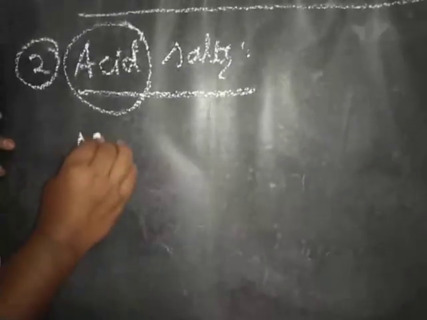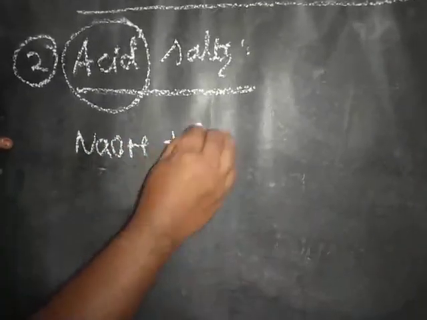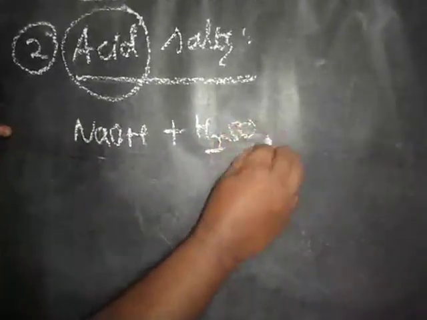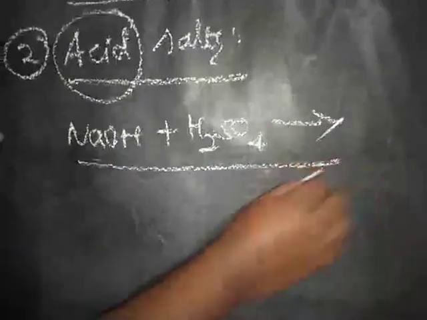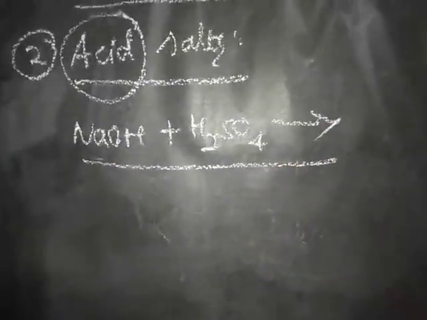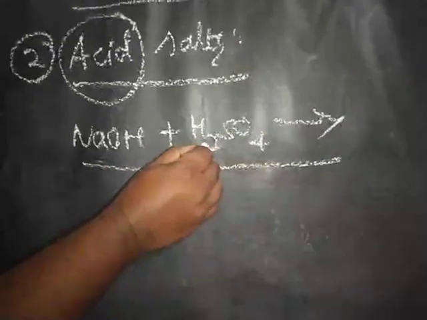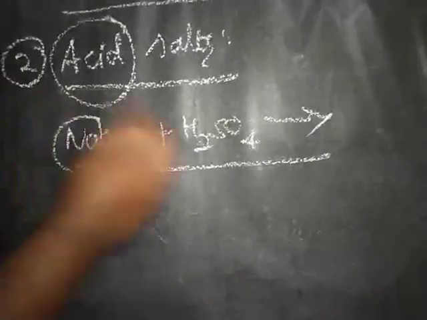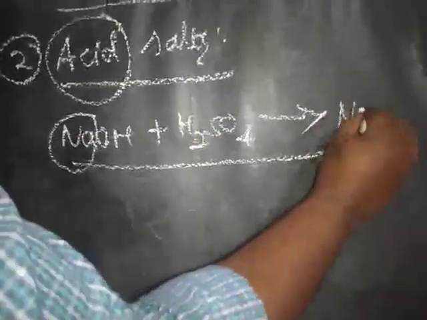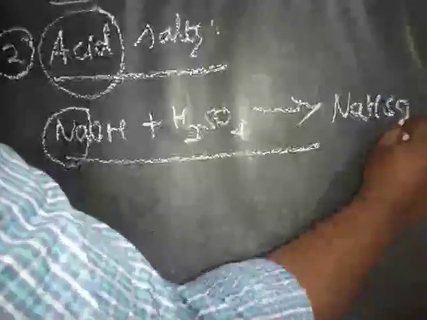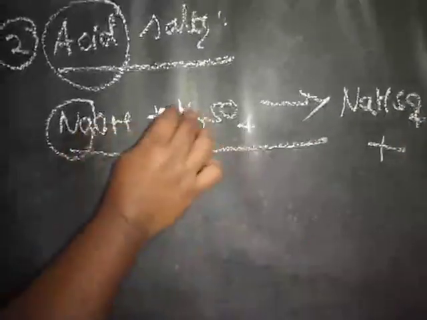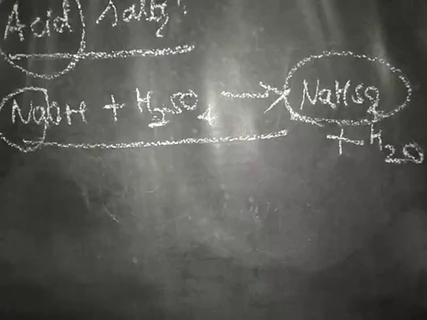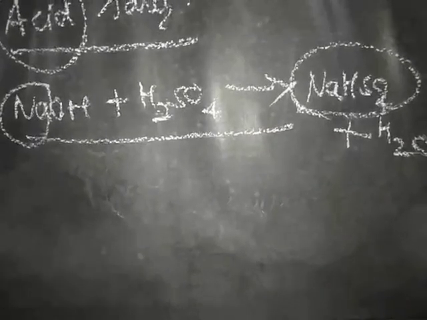For example, sodium hydroxide plus sulfuric acid. It is the product obtained from partial replacement of hydrogen ion in a solution by metal. Sodium is an example of metal. So NaHSO4 plus, here one hydrogen, here OH, plus water. Sodium bisulfate, this is an example of acid salts.